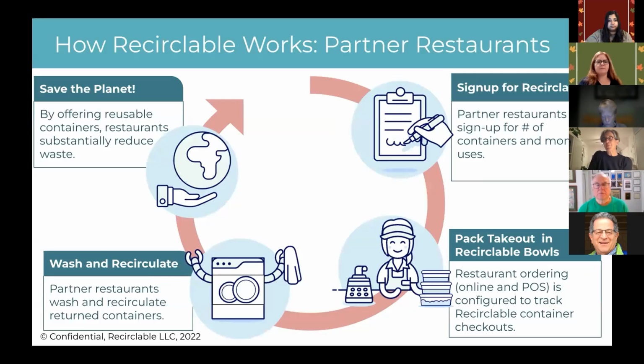So how does it work? I'll start from the restaurants' perspective. The restaurants that work with us sign up, and we work with them to figure out the number of containers they'll need to start with, and approximately how many uses they would get out of those containers in a month. Then they'll set up their online ordering to reflect this as an option. Customers place the orders, the restaurant packs them in the Recirclable reusable containers, and then customers drop them back at the restaurant, who sanitize and wash them and reuse them again, saving a lot of waste.